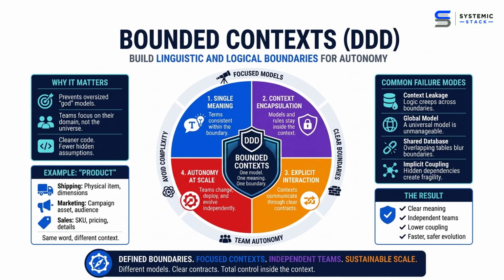The failure mode here is context leakage, where logic from one domain starts creeping into another because they share the same database tables or naming conventions. When that happens, your boundaries start to blur and you lose the benefits of microservices. So in an interview, explain how you'd use bounded context to encapsulate these models. You're basically creating a linguistic and logical wall that keeps each service focused on its specific job. This keeps the code clean and ensures that teams don't have to understand the entire universe to fix one small feature.